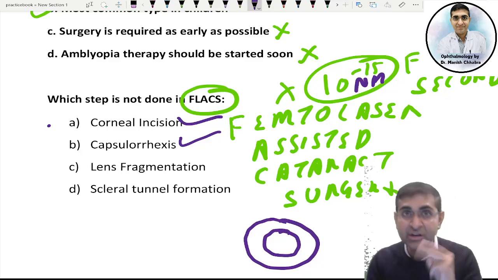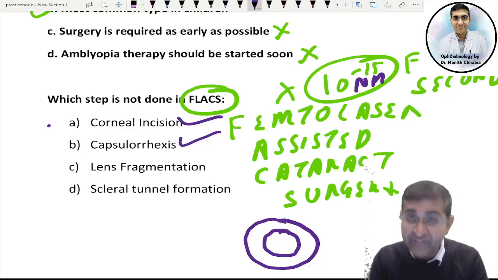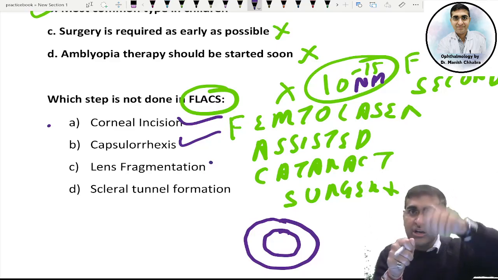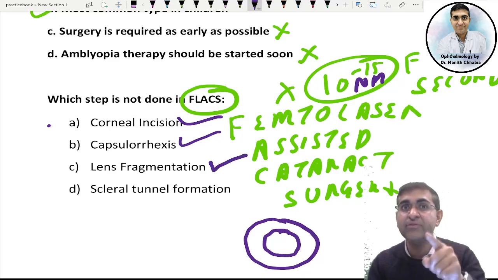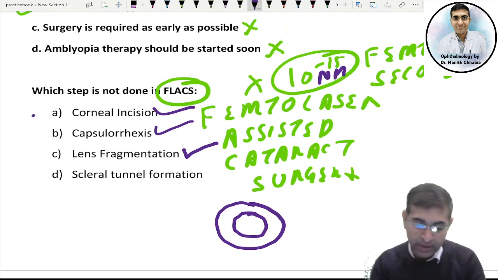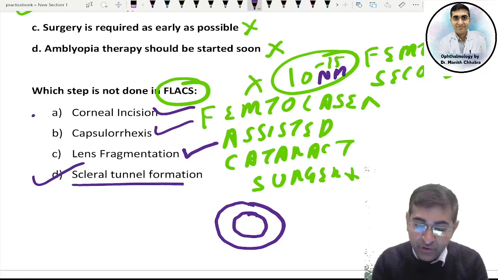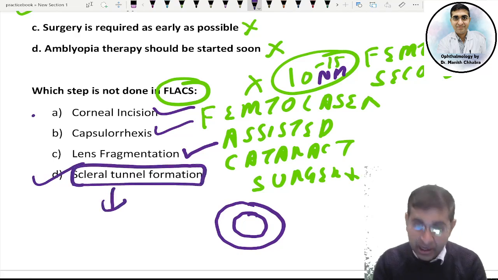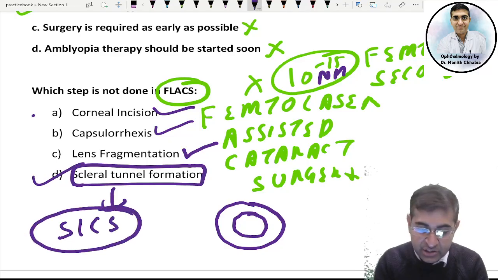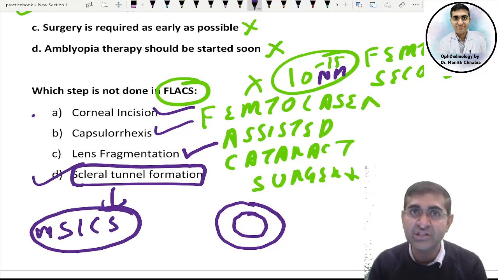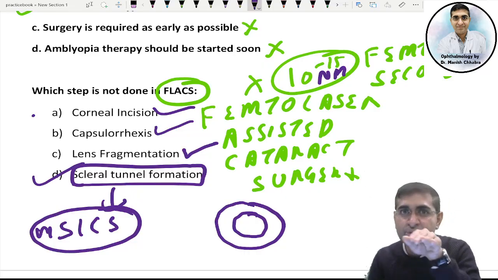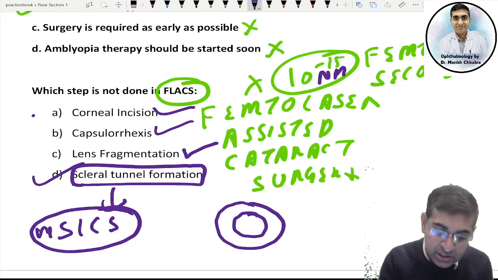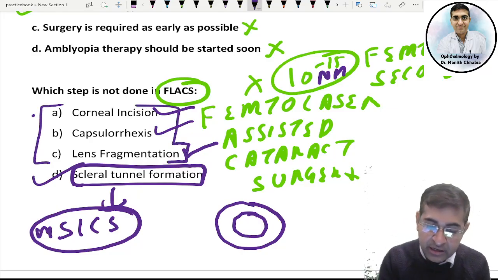Yes. And third is your lens fragmentation, which I told you that you break the lens nucleus into multiple pieces. So lens fragmentation is also done with the help of femtosecond laser. Okay, but if I talk about scleral tunnel formation, scleral tunnel formation is actually done in small incision cataract surgery, manual small incision cataract surgery. You go into partial thickness of the sclera, then you enter into corneal stroma, from which you enter into the anterior chamber. So these three steps are actually done in your FLACS.